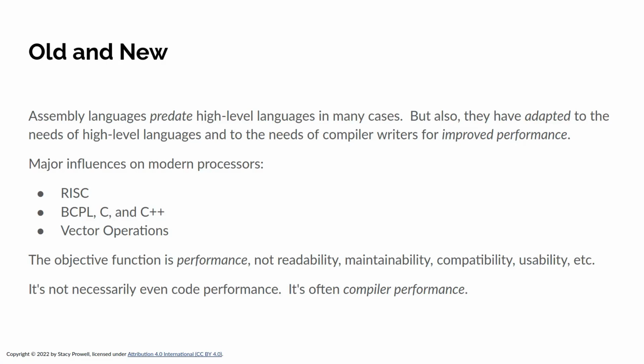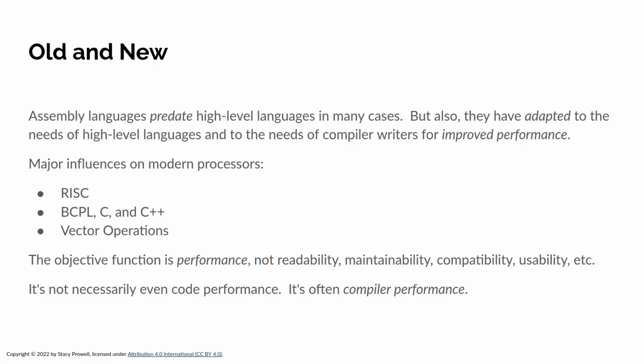RISC has been one. Even though we're not on a RISC processor, it's heavily influenced by what's been done with RISC, which is the major competitor to the x86 type of processor. It's been influenced by programming languages. Three highly influential programming languages are BCPL, C, and C++, which have undoubtedly influenced the way that the processor works. Vector operations are increasingly dominant, and so we keep having to add larger registers and vector operations to the processor, and so that's had a big effect.